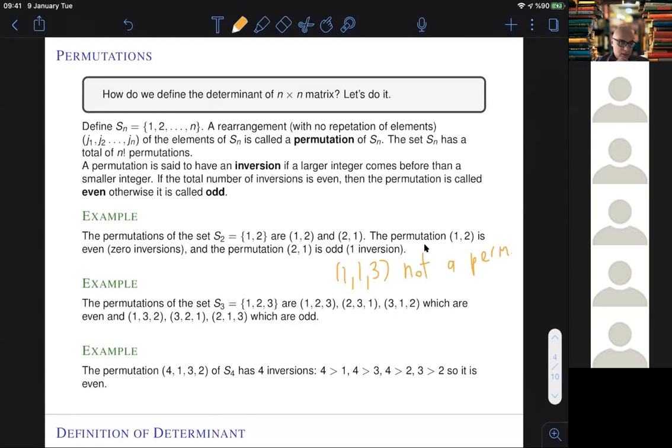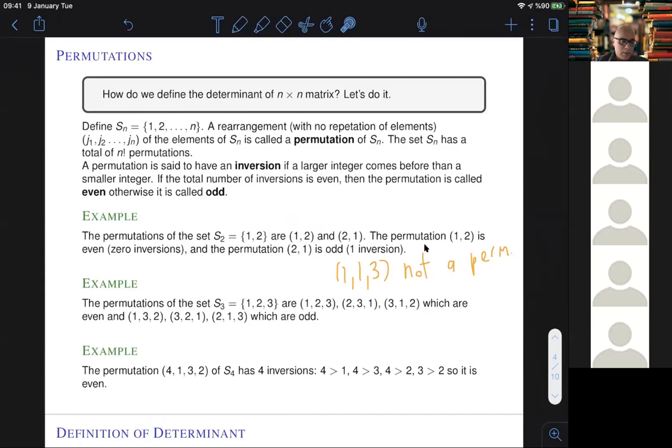Okay, so each element must be in this rearrangement. Now next we define something called inversion. If a larger integer comes before a smaller integer, this permutation is said to have an inversion. We will count the number of inversions. For example, this permutation of S2 contains no inversions because 1 is less than 2. But this permutation 2 1 has an inversion because 2 comes before 1, so it has exactly one inversion.